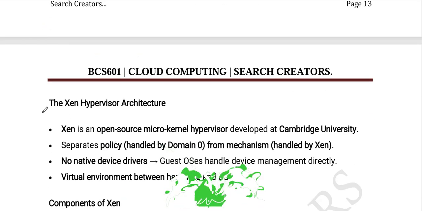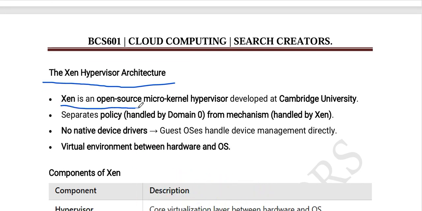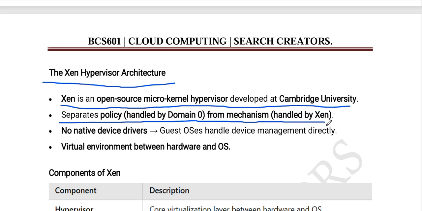Next, we are going to look at the Xen hypervisor architecture. Xen is an open source microkernel hypervisor developed at Cambridge University. It separates policy, handled by domain 0, from mechanism, handled by Xen. There are no native device drivers, so guest OSs handle device management directly. It is a virtual environment between hardware and the operating system.